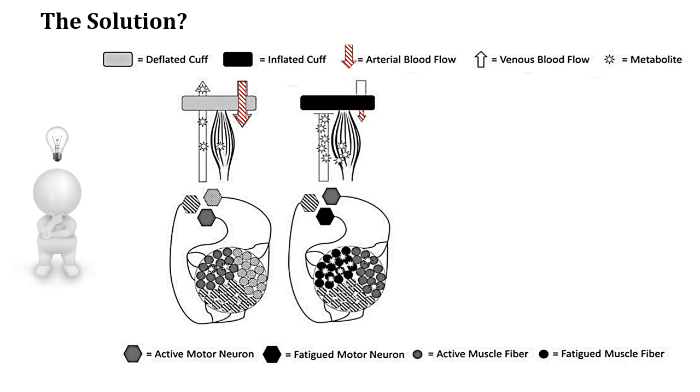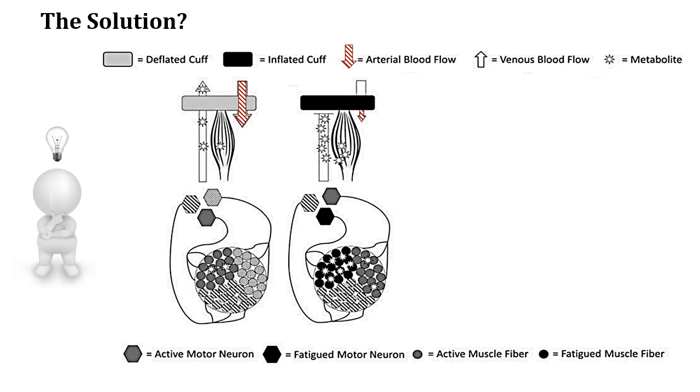So then the black stripe now indicates an inflated cuff, and thus you can see there's a reduction in the arterial inflow, specifically by 80% or potentially 50%, depending on whether we're talking about the lower extremity or upper extremity respectively. And then there's a complete reduction in the venous outflow. Thus, you can see the increase in the number of metabolites, indicated by the little stars. And then there's also an increase in the intensity and the number of active motor units and fatigued motor units that have also been presented.